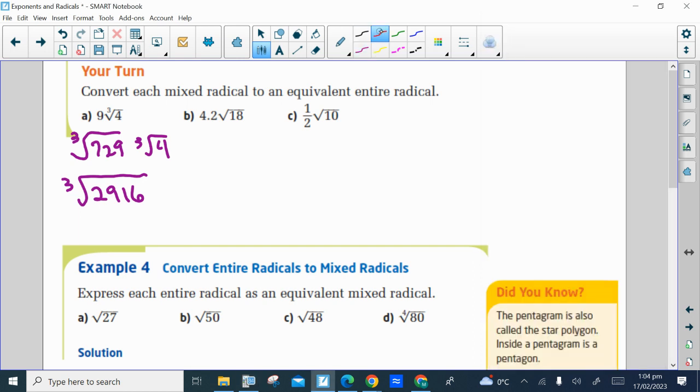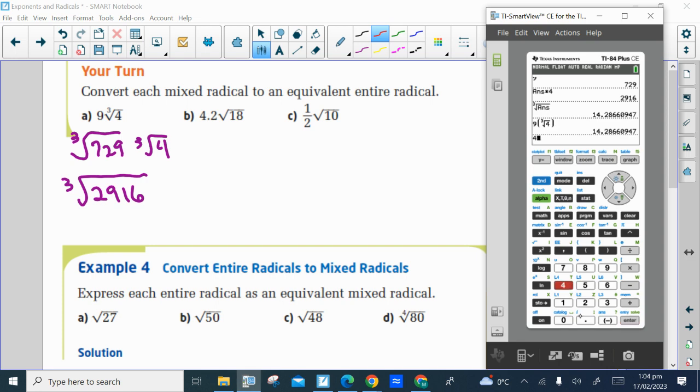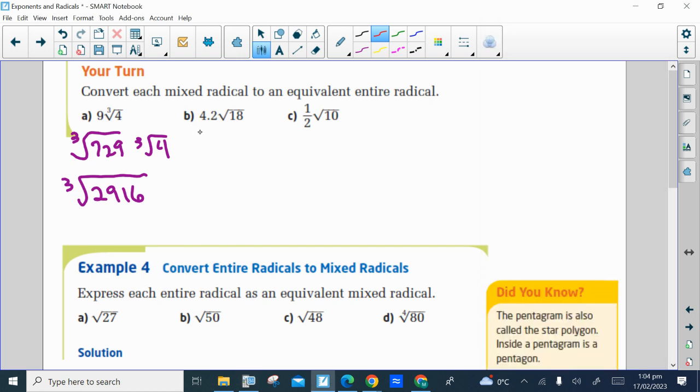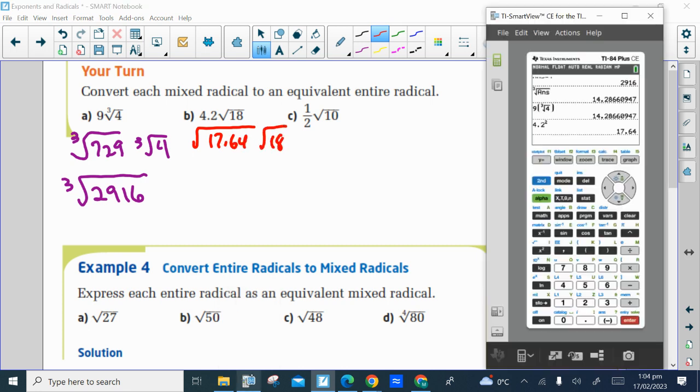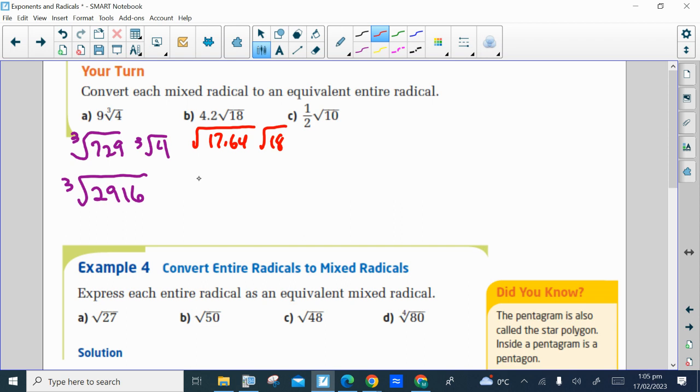Now this next one is 4.2 times the square root of 18. So you need to write 4.2 as a square root. And you can do that by working backwards, by squaring the 4.2. You get 17.64. So that means the square root of 17.64 is equal to 4.2. So this will be the square root of 17.64 times the square root of 18. And we can multiply those together. And this would be the square root of 317.52.